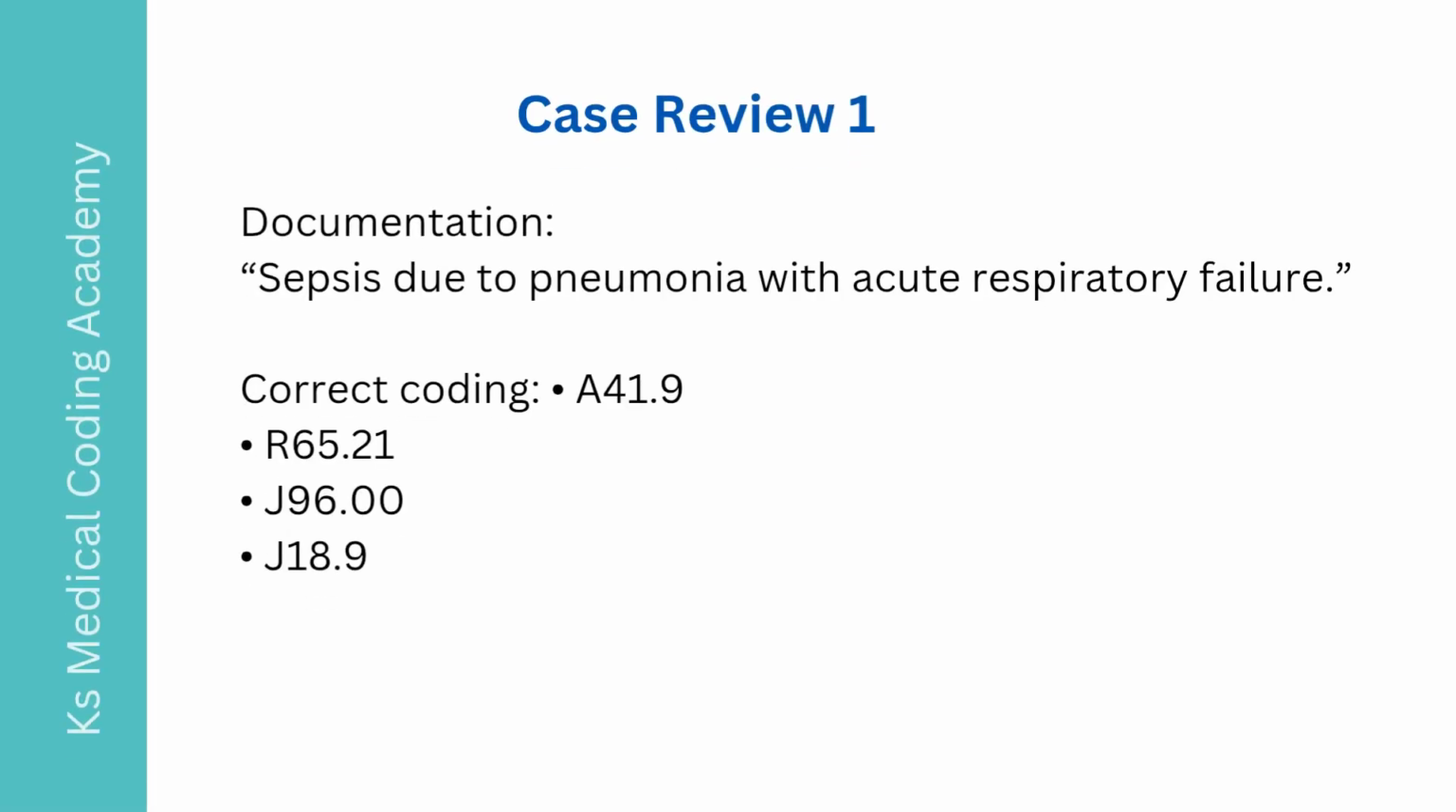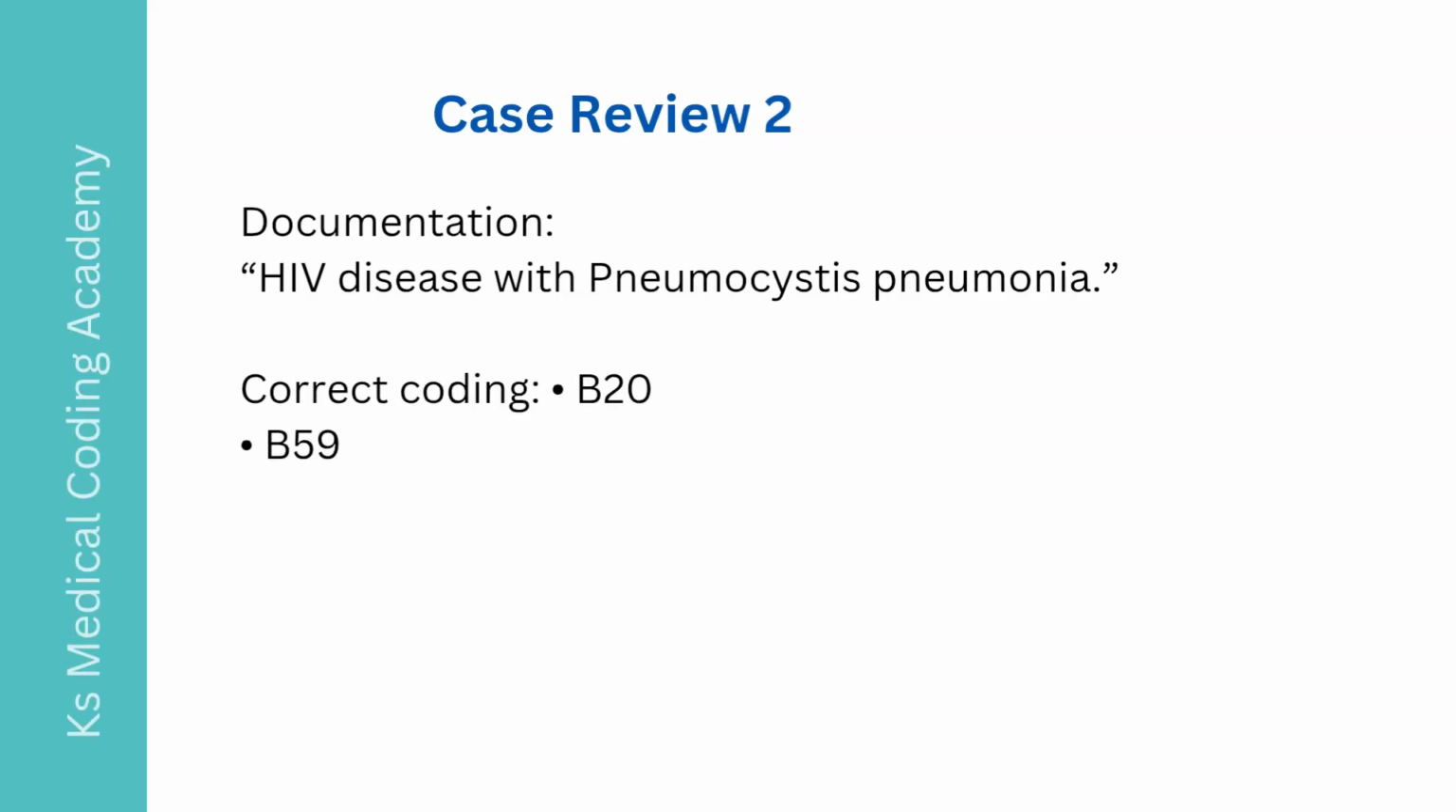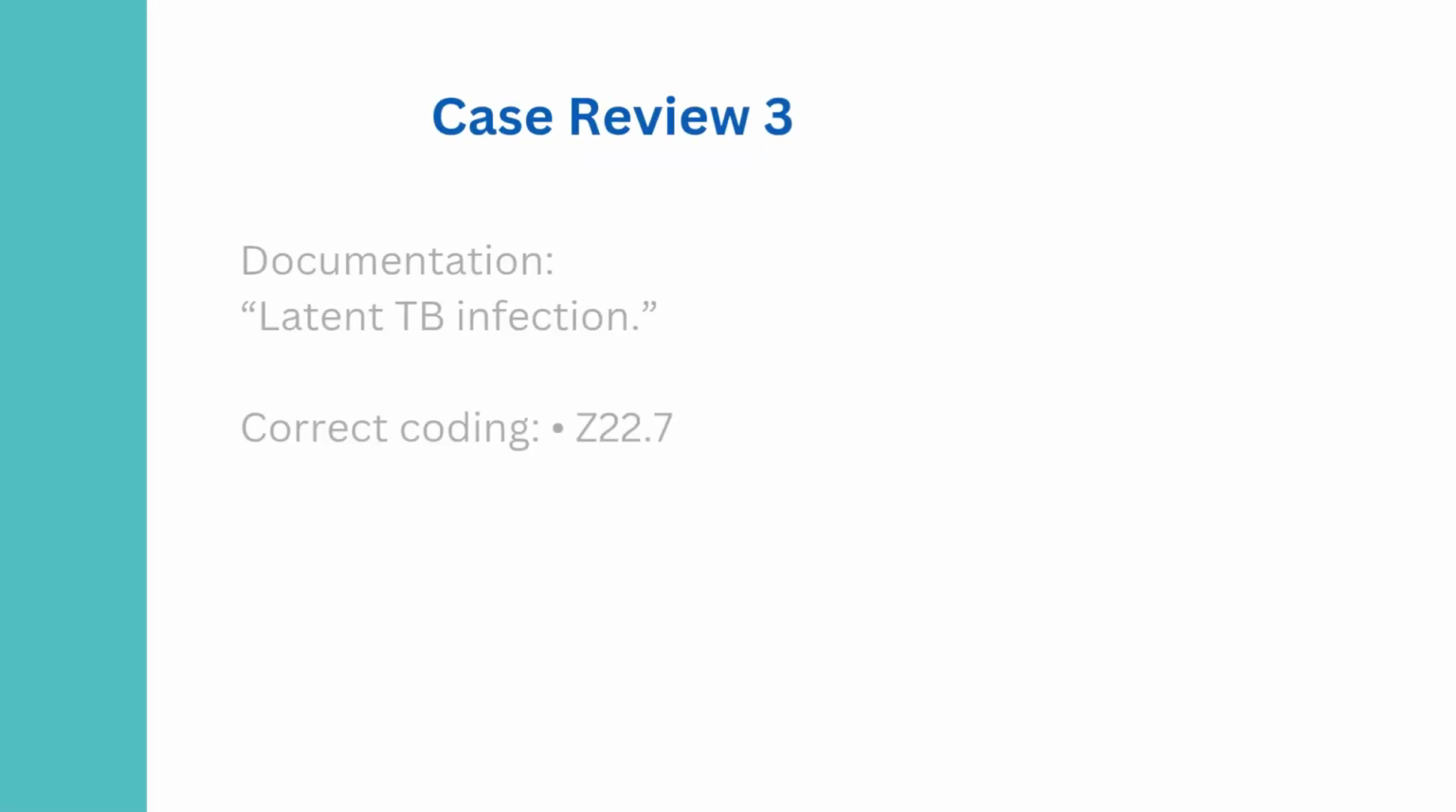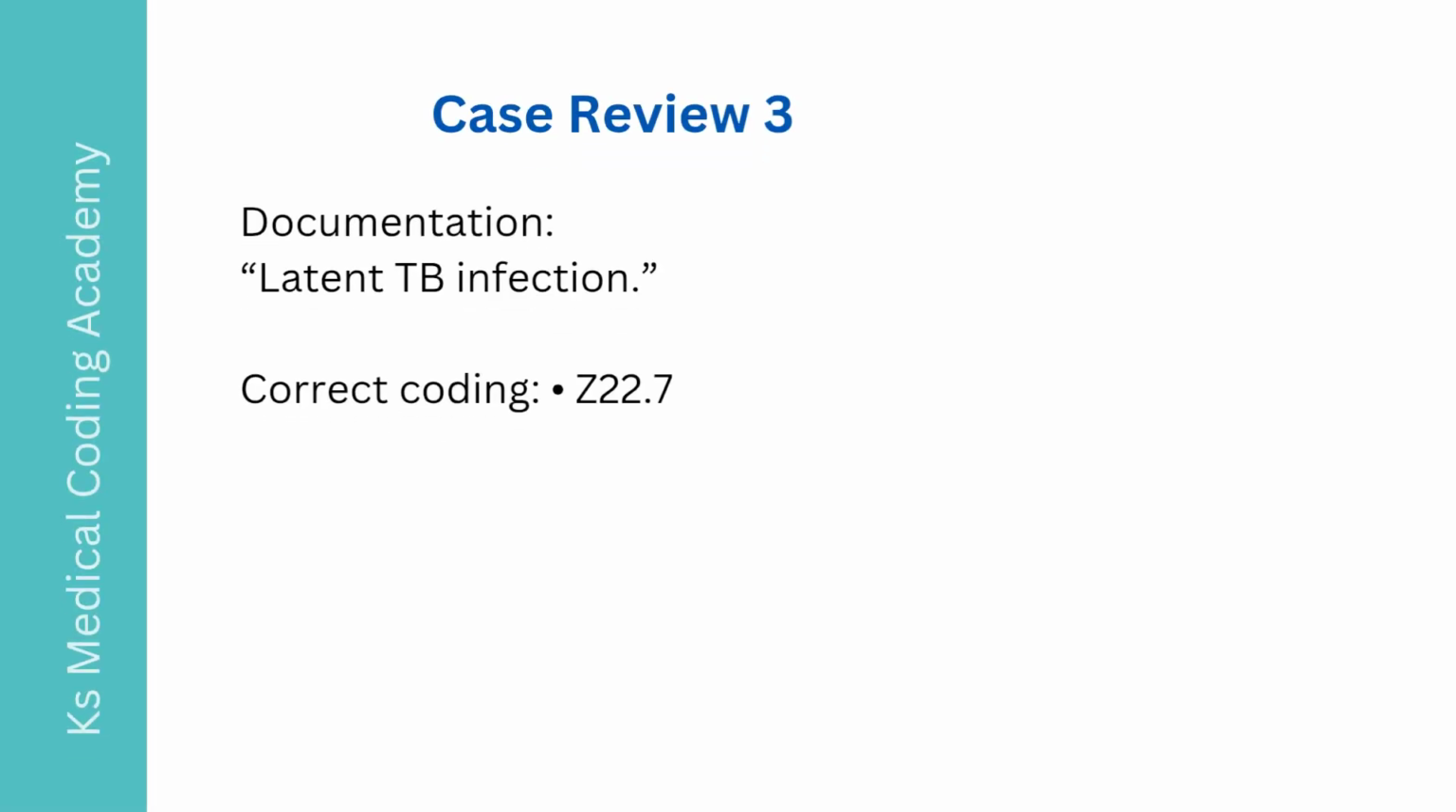Case Review 1. In this case, sepsis due to pneumonia with acute respiratory failure is documented. The correct coding includes A41.9 for sepsis, R65.20 for severe sepsis, J96.00 for acute respiratory failure, and J18.9 for pneumonia. Case Review 2. For HIV disease with pneumocystis pneumonia, code B20 first, followed by B59 for the pneumocystis infection. Case Review 3. For latent tuberculosis infection, the correct code is Z22.7.